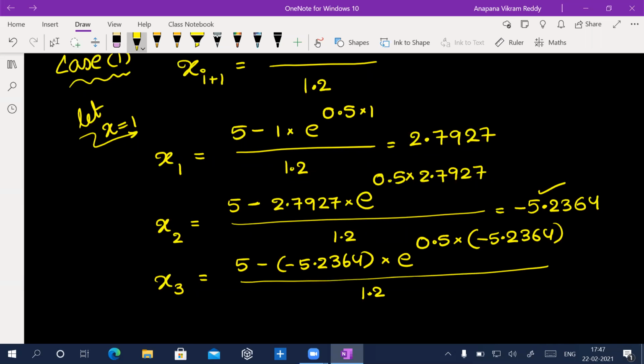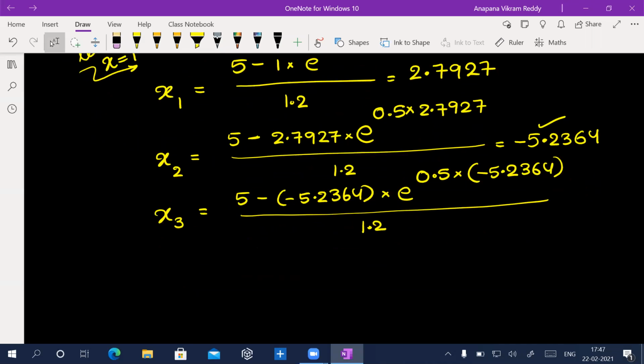I'm telling you again and again because your seniors made these mistakes by overlooking. It's a matter of overlook. So you do this, you will get something like 4.4849. Similarly, you plug in this value and find x4. You will get something crazy, like minus 31.0262. Do you wish to move further by seeing this big number?